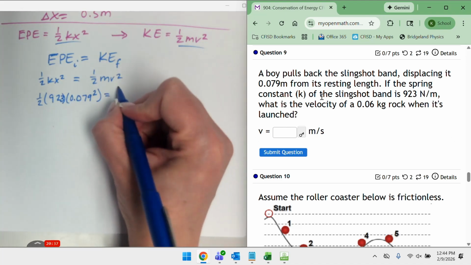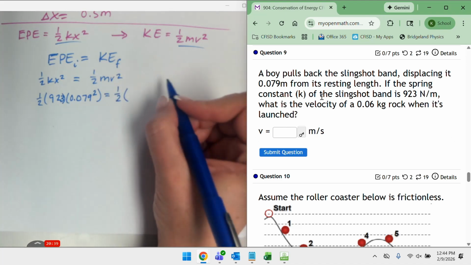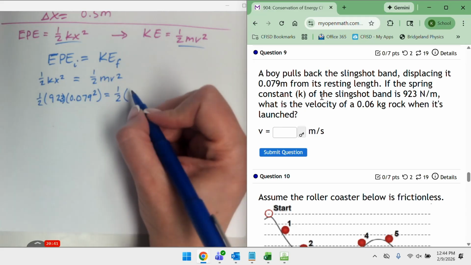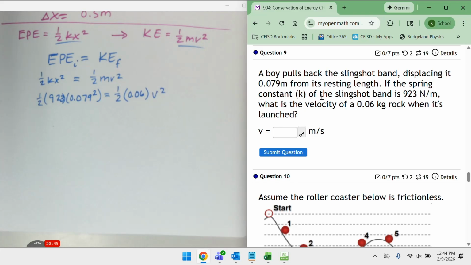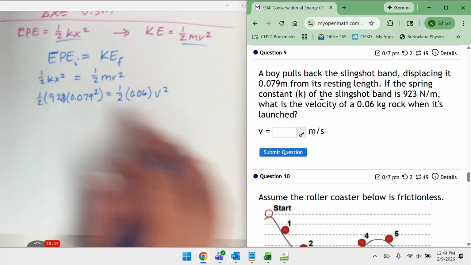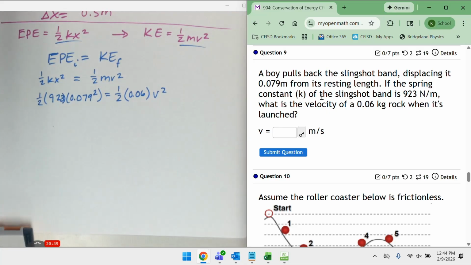And that is equal to 1/2, and then this time the mass is going to be the mass of the rock, 0.06 v squared. So that is your equation. Solve the entire left-hand side. Let's see what we get.